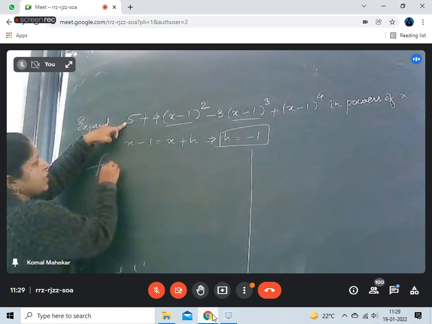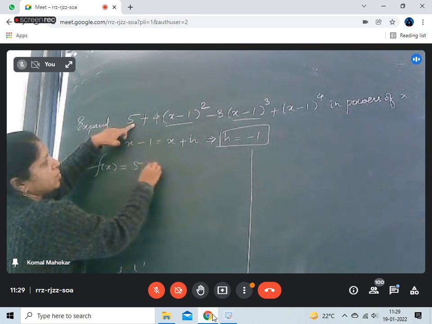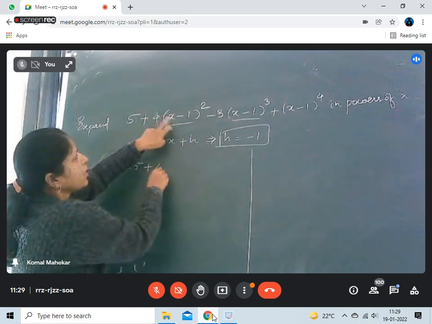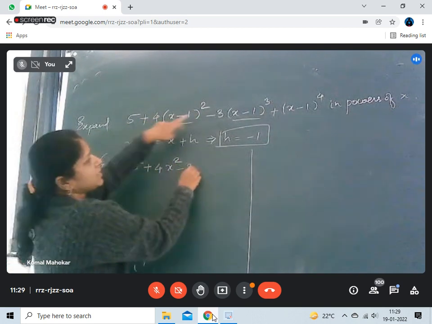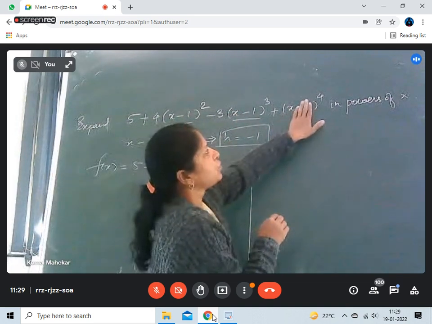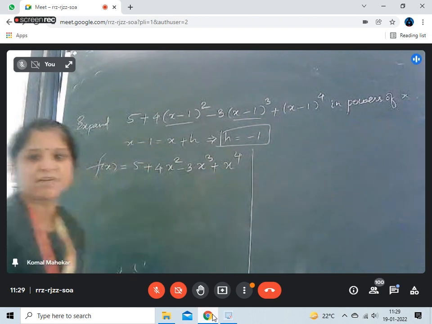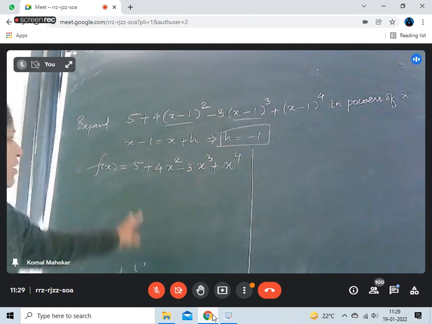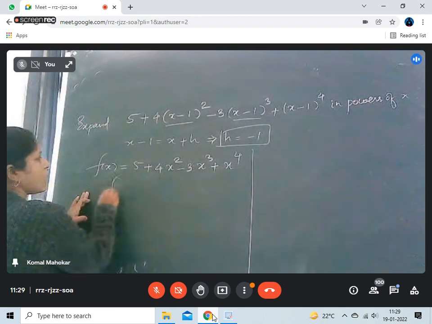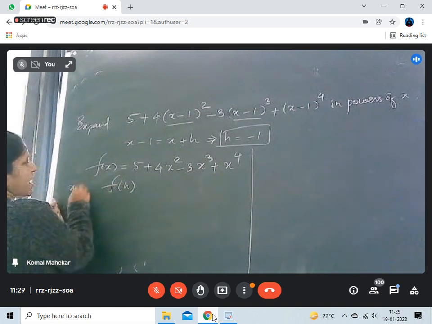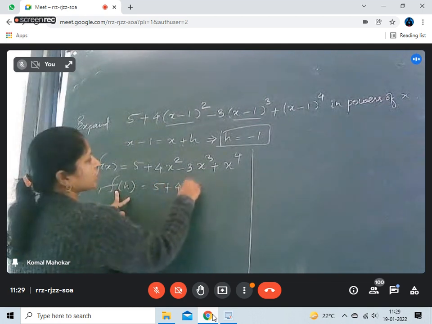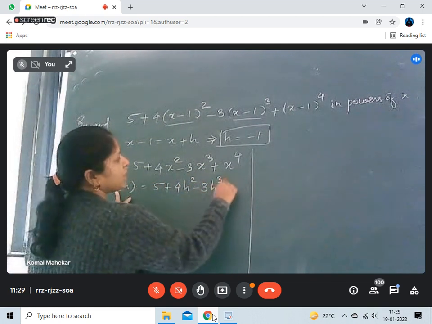So f(x) will be 5 plus, neglecting the h value, 5 plus 4 ... function of x. And here, this is function of x. From this, you can write function of h, replacing x by h. You can write function of h as 5 plus 4h square minus 3h cube plus h raised to 4.